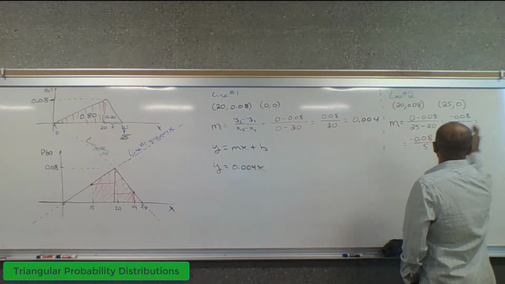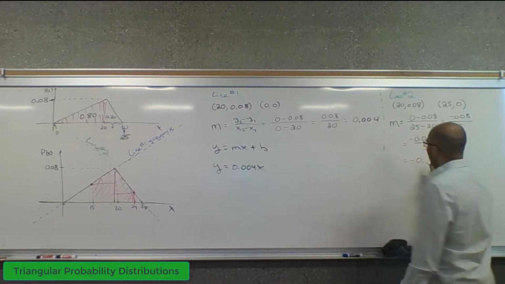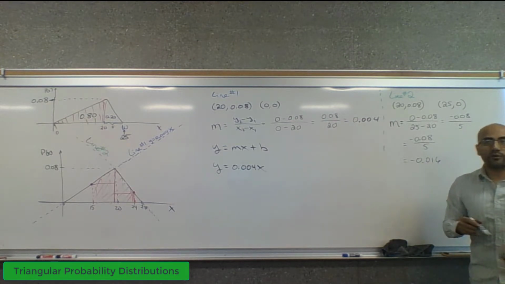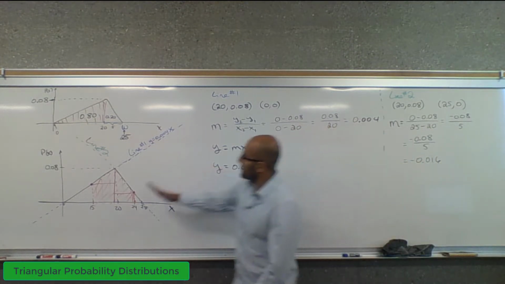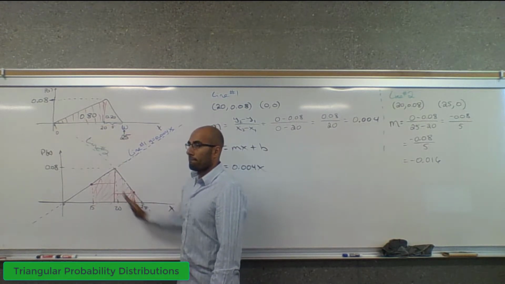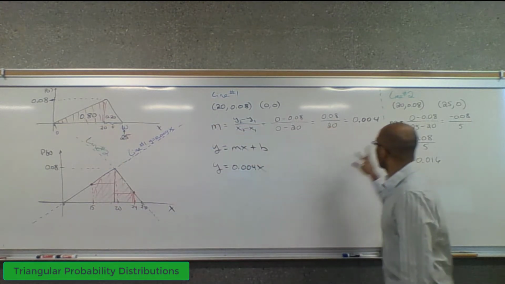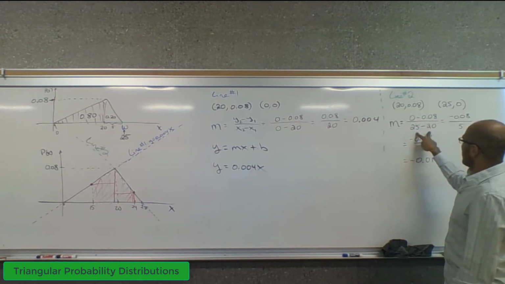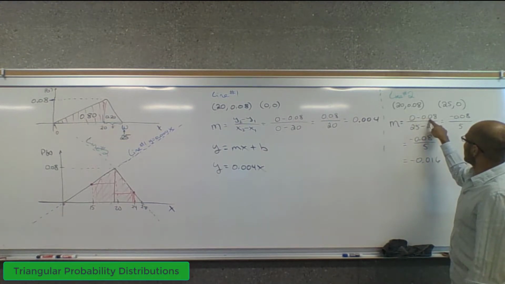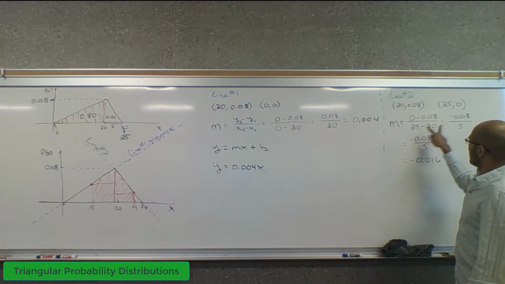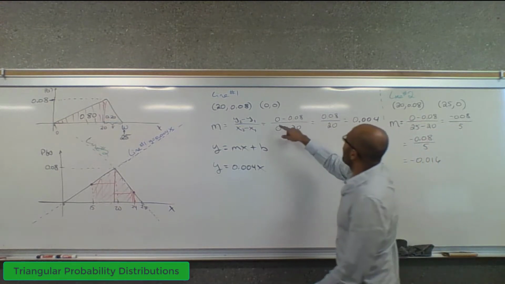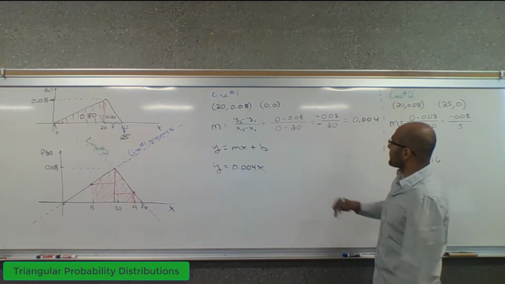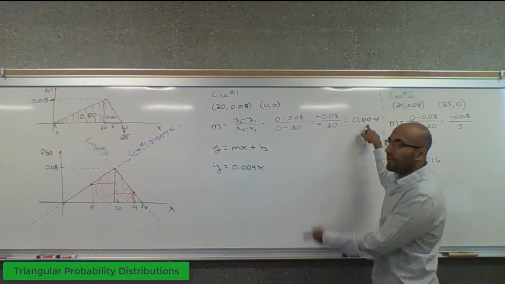0.08 divided by 5 gives negative 0.016. It makes sense that the slope is negative, because the line has a negative slope. Question: why is 0 minus 0.08 negative there and not there? Because 0 minus 0.08 is negative. Oh, I made them both negative. I'm sorry, I was doing two things at once. They're both negative, therefore they cancel, giving me a positive.